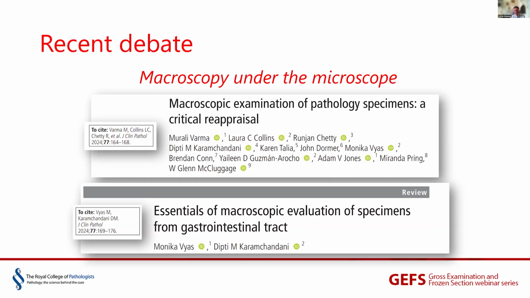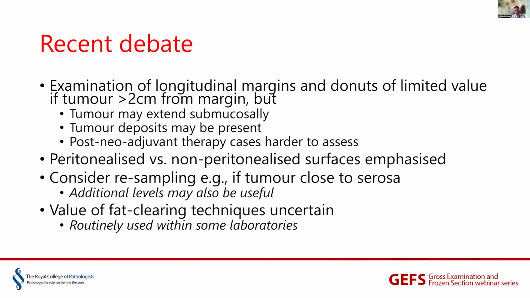Some of these will be similar to things I've already mentioned, but I think that's fine because you can reinforce these things. In the GI paper, they suggested, in fact, even if a tumour is over 2 centimetres from a margin, you don't actually need to sample it. The donuts, the little rings of tissue that are removed when an anastomosis is performed. Most departments probably do examine those, but they are a specimen that you can consider not examining if the tumour is well clear of the margins.